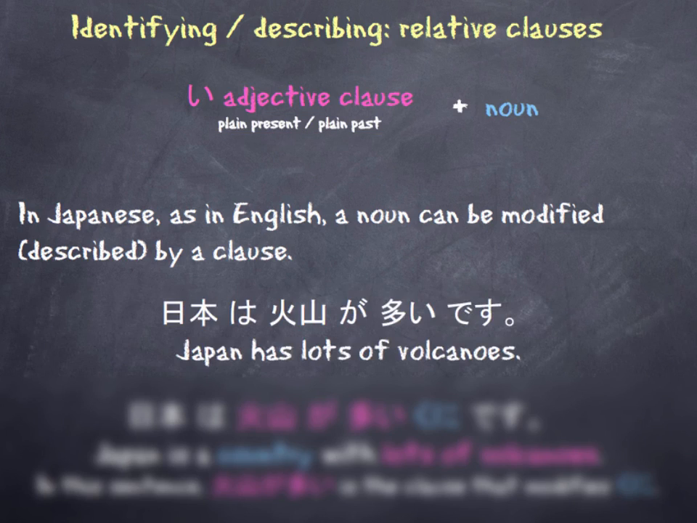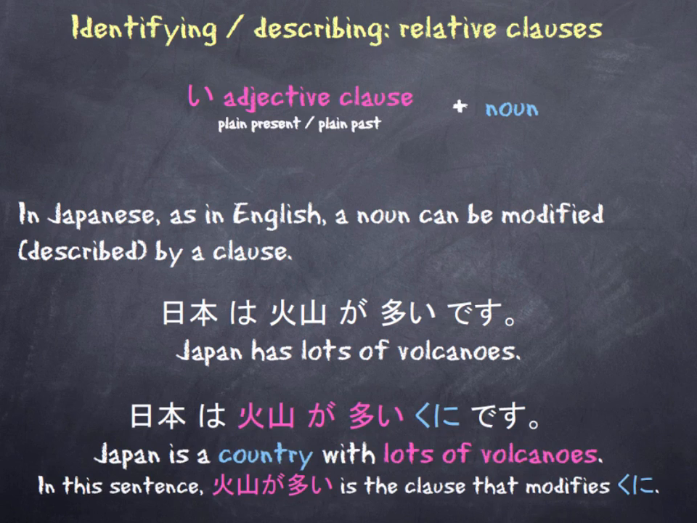So we have here, Japan has lots of volcanoes. Nihon wa kaizan ga oi desu. It's a very simple sentence. But if we wish to get more descriptive with our sentence, for example, Japan is a country with lots of volcanoes, we can simply insert a relative clause into the sentence. And we're going to do that by placing a noun after the descriptive clause.